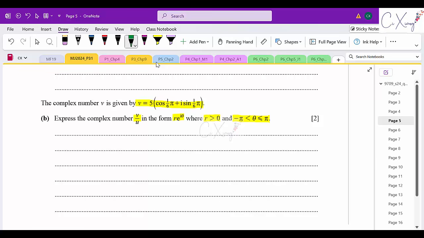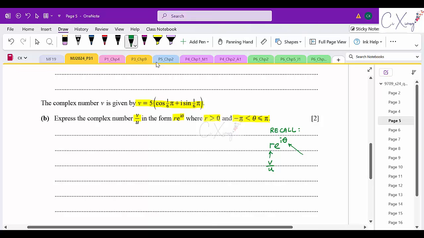Just to recall, what is the pattern that we have here for r e power i theta? The r is the modulus of the complex number, and the theta here is the argument of the complex number. So for this question, we are interested in finding the modulus of the complex number v over u, and also the theta, which is the argument of the complex number v over u. We call this the exponential form of a complex number.